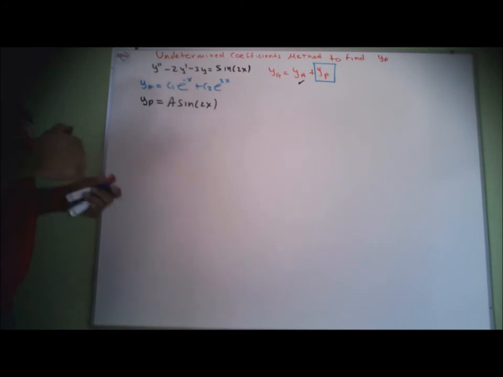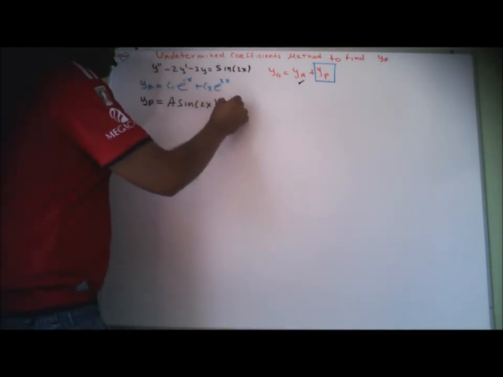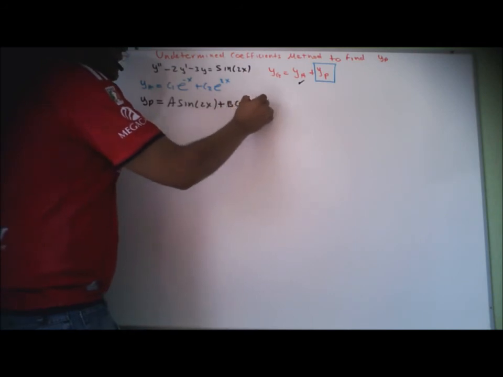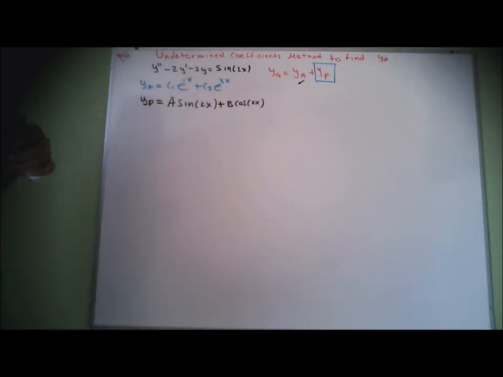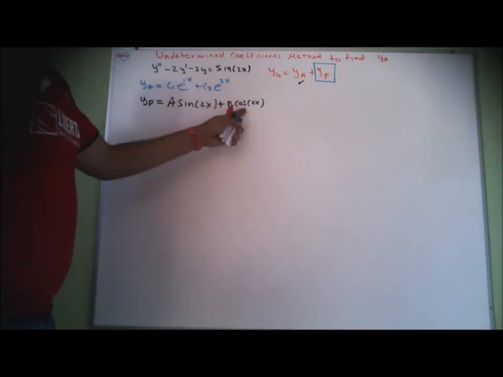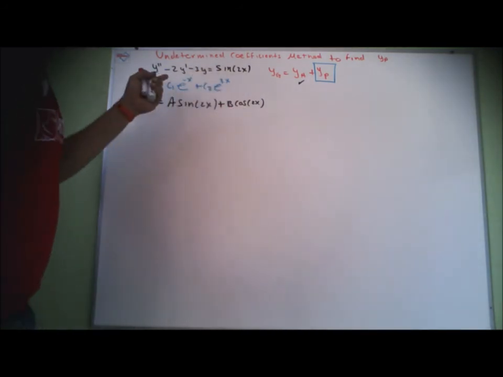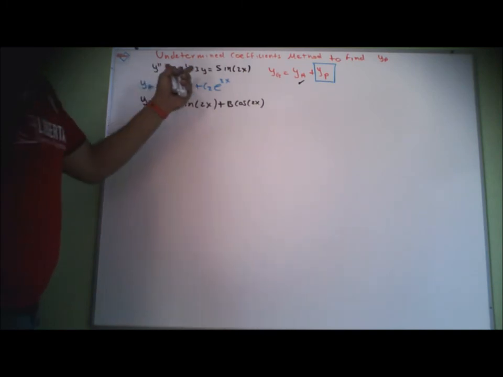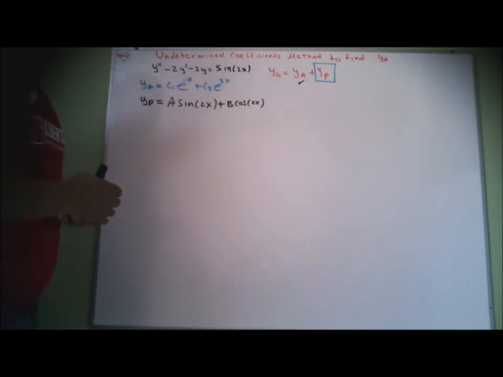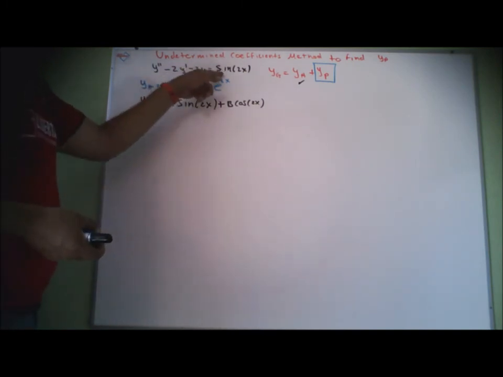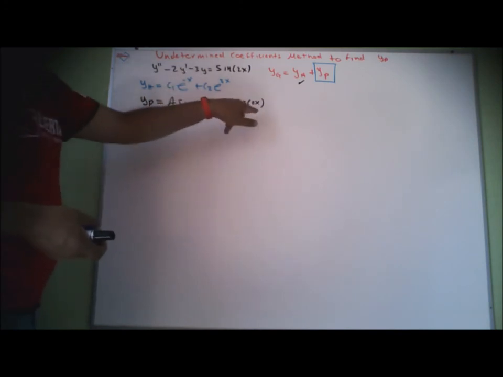Now we have something here. When you have sine or cosine, you have to propose the sine, but also you have to include the cosine of 2x. What is the reason for including the cosine? Because the derivative of the cosine happens to be the sine, and here you have derivatives. So as a rule, whenever you have the sine, you have to propose the sine, but also the cosine.